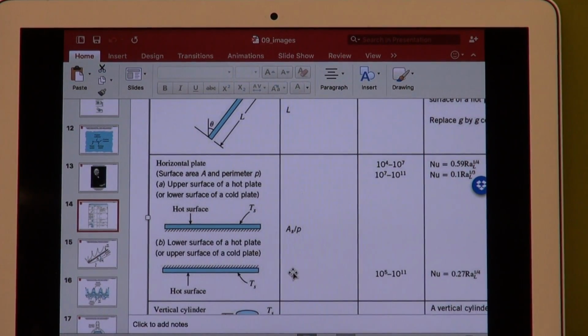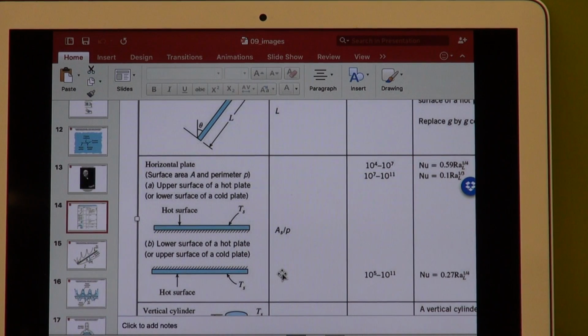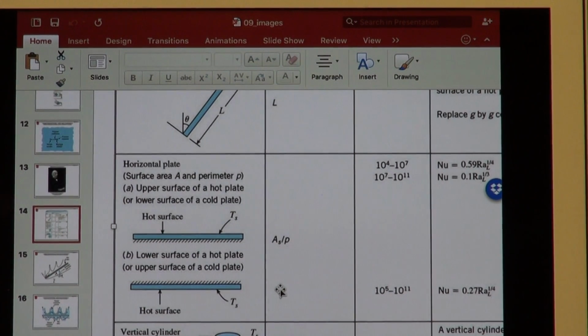Right, there in your table, there's the case for the horizontal plate. And the first one you see is for the hot surface at the top. Okay? And what does it say? It says surface area A and perimeter P, the upper surface of a hot plate or lower surface of a cold plate. And there's some equations to be used.